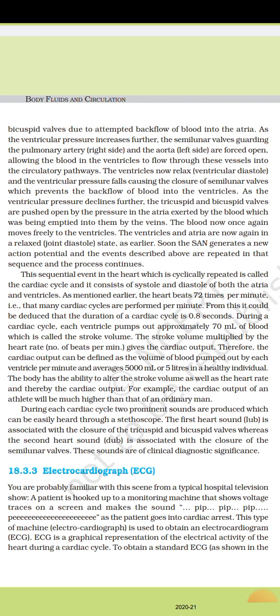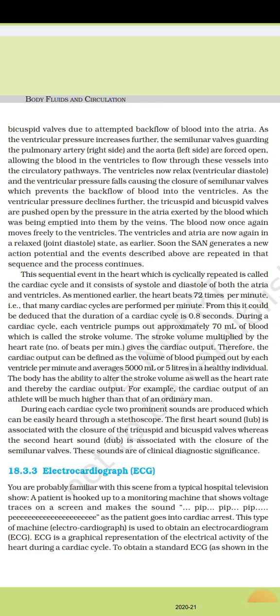Electrocardiography, ECG. You are probably familiar with the scenes from typical hospital television. A patient is hooked up to a monitoring machine that shows voltage traces on a screen and makes the sounds beep, beep, beep as the patient goes into cardiac arrest. This type of machine, electrocardiograph, is used to obtain an electrocardiogram, ECG. ECG is a graphical representation of the electrical activity of the heart during cardiac cycle.